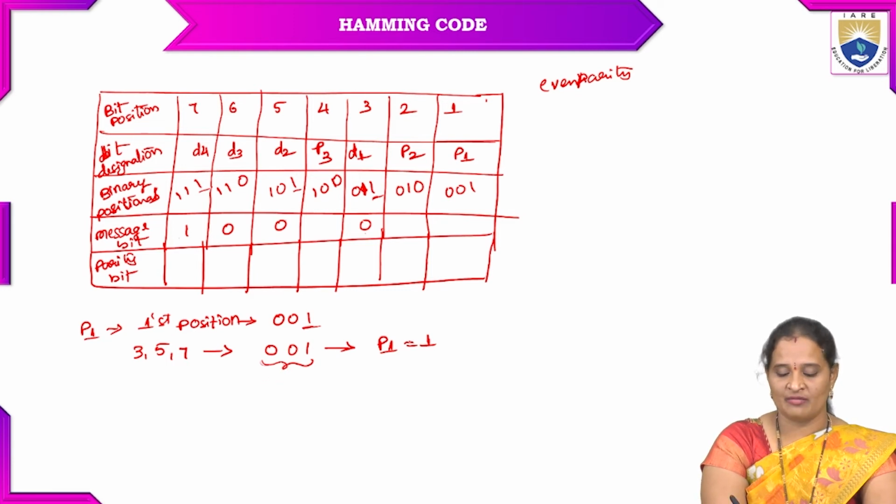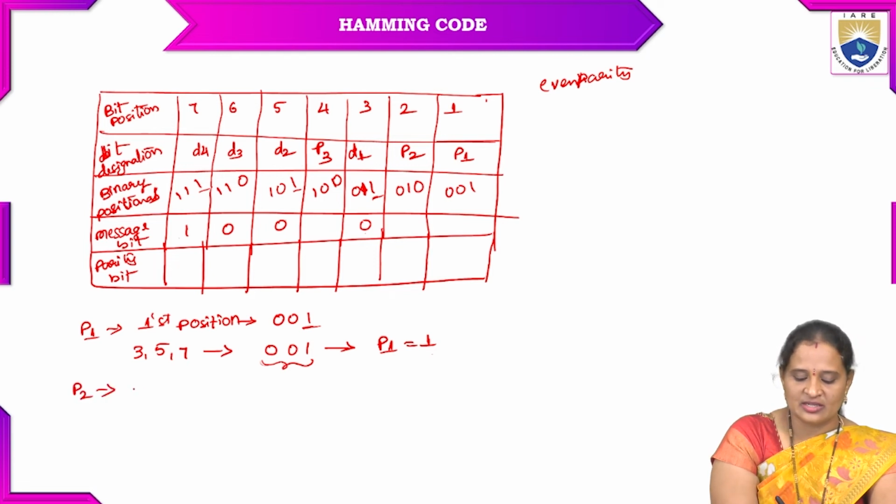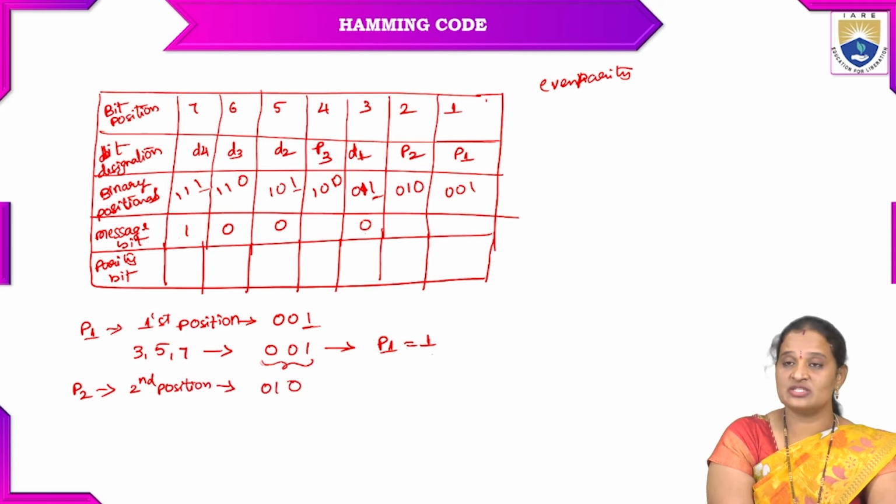In order to make it even, I am taking P1 as 1. Now let us take P2. What is the P2 position? It is the second position. What is the binary equivalent of this second position? 0 1 0. So it has received its second bit as 1.